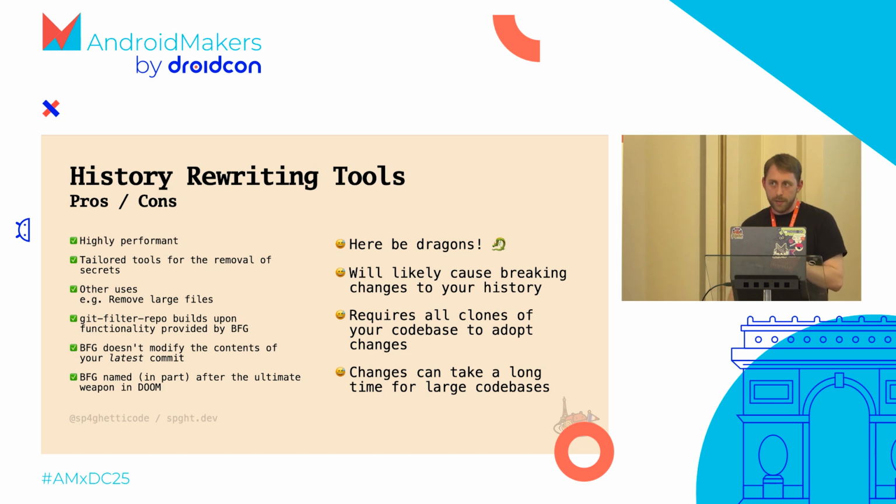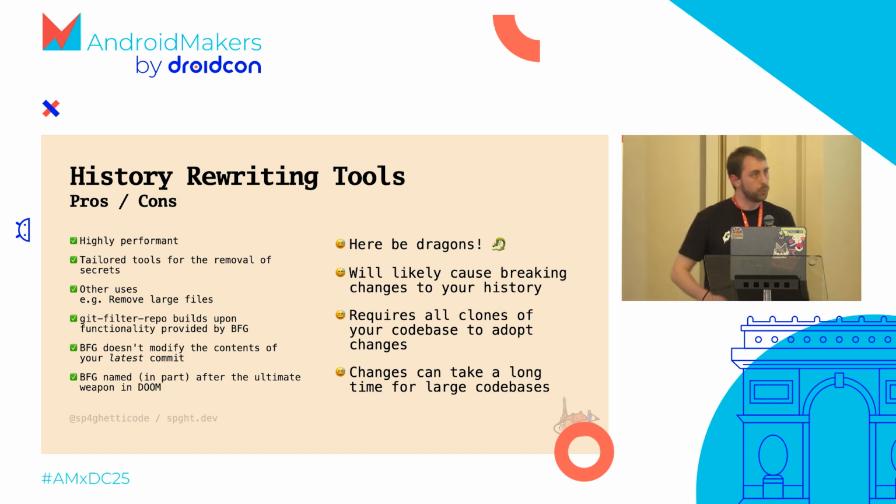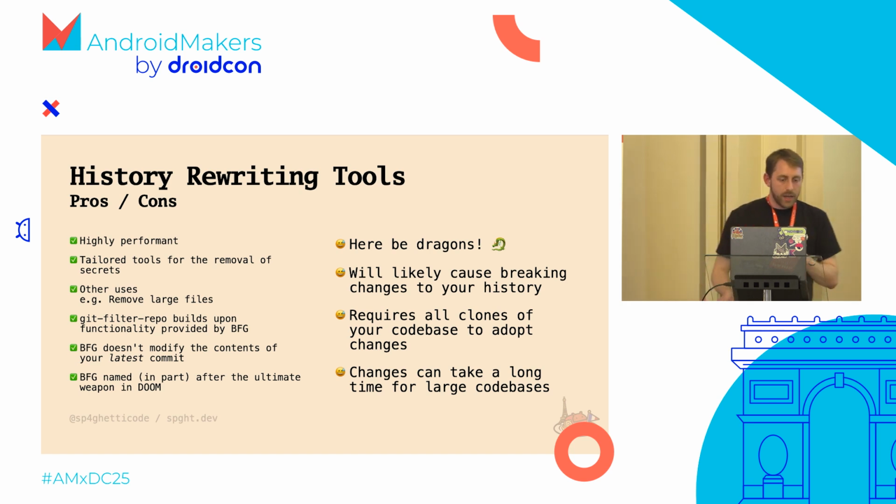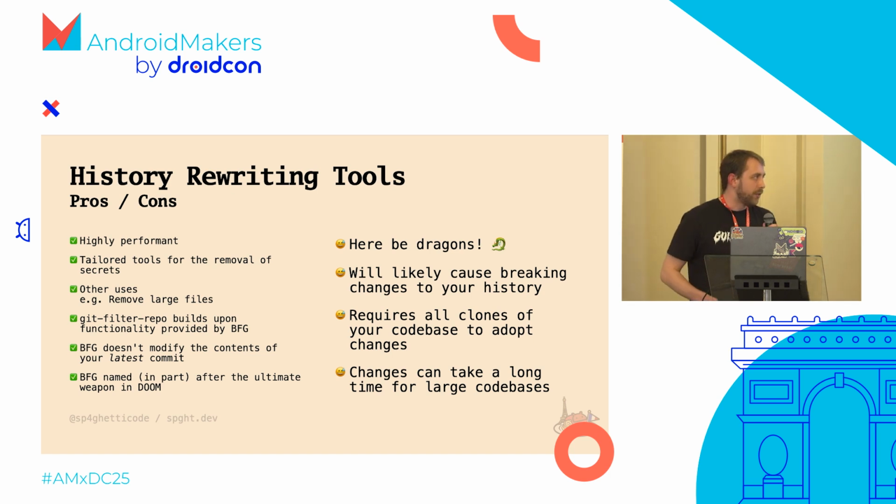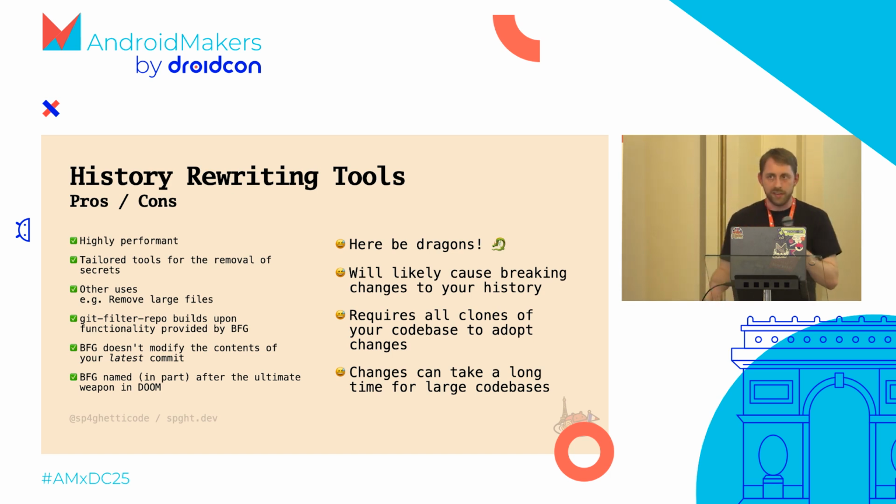The one thing that you should note that's different between the two is that BFG doesn't modify the contents of your latest commit. That will essentially mean that the secrets aren't removed from your most recent commit. The reason is that it doesn't want to break your code, whereas git filter repo doesn't care. It's just going to replace everything, including your latest commit, and your project's going to break, and you have to deal with it. That's fine.